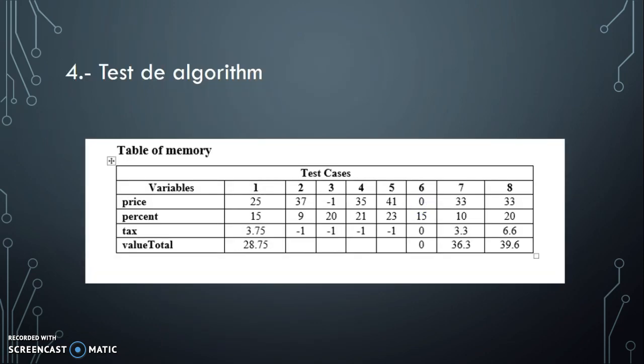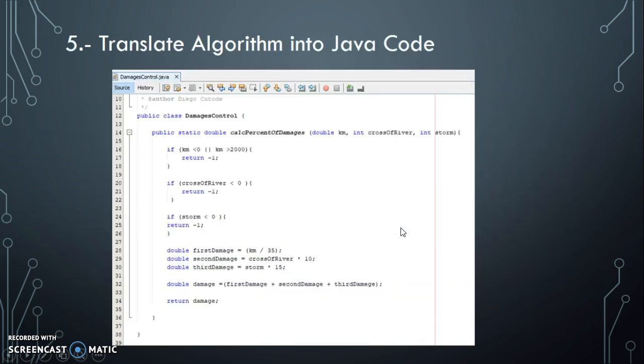Okay, this is a table of memory that takes a case. For every input, the process in this input, we have the result we obtain after the process. This is the algorithm translated into the Java code, because this is a language the computer understands to make this process. It's the same as the algorithm, but in the Java code.